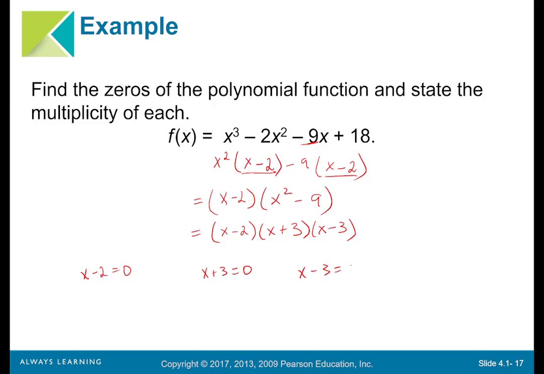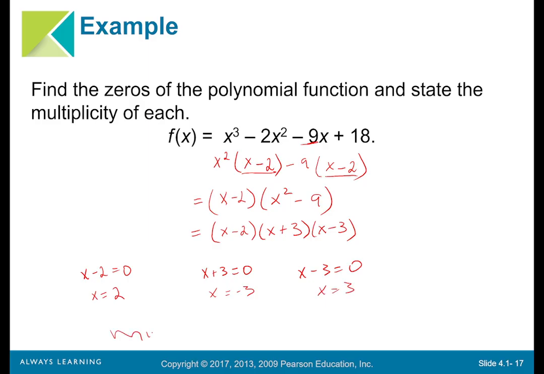x minus 3 equals 0. On the first one, x minus 2 equals 0. I add 2 to both sides, x equals 2. If I then have x plus 3 equals 0, subtract 3 from both sides, I get x equals minus 3, and I get x equals 3.